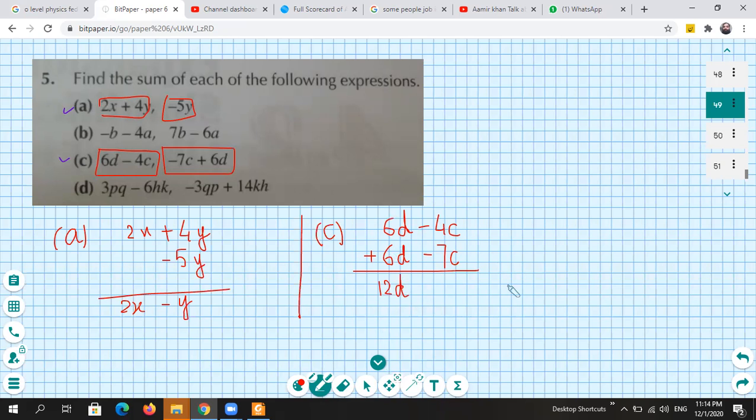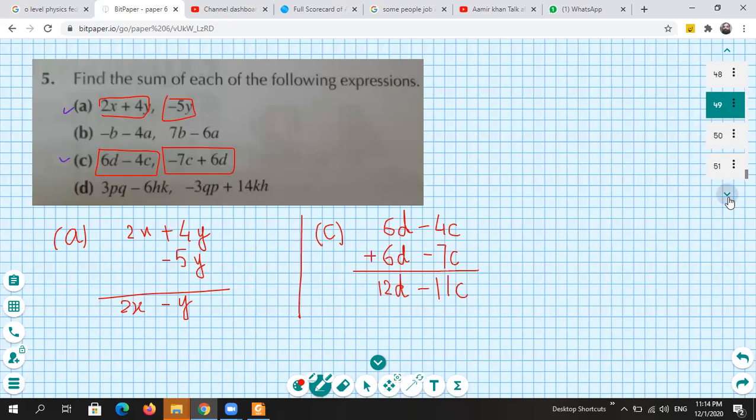Similarly, minus 4c minus 7c, both have negative signs, same signs. So we will add them and write the sign there. Negative 4 plus 7, 11, 11c. So this is your final answer, 12d minus 11c, or it can also be written as minus 11c plus 12d.